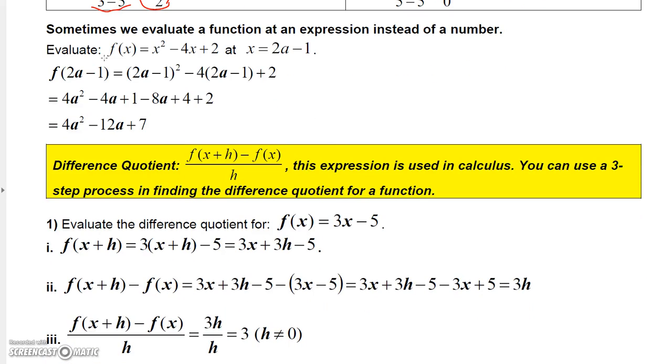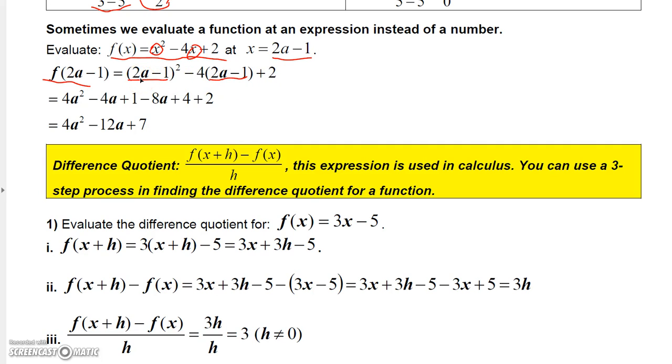Now sometimes we can evaluate a function at an expression instead of a number. So let's say I wanted to evaluate this quadratic function, x squared minus 4x plus 2, at x equal 2a minus 1. Well, f evaluated at 2a minus 1, I need to replace x here with 2a minus 1. And so that would be this. And then I need to replace x here also with 2a minus 1, so that would be here. And then of course I just bring the plus 2 down.